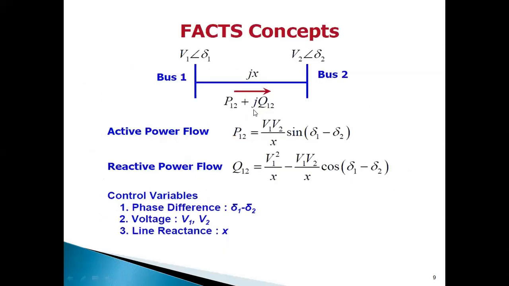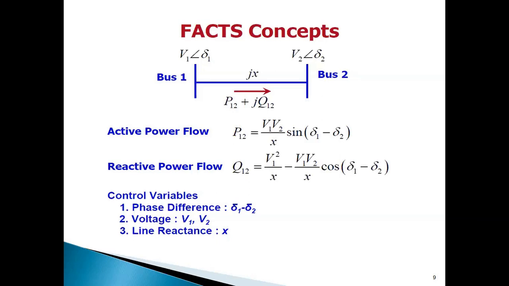I hope many of you are aware of this equation. I'm not going to derive it. Using a phasor diagram, or from the above two bus system, we can derive it very easily. It is a simple derivation. After deriving, we get the active power flow and reactive power flow equations for this simple two bus system, where V1 angle delta 1 is the sending end bus voltage and V2 angle delta 2 is the voltage of the receiving side, or load side.